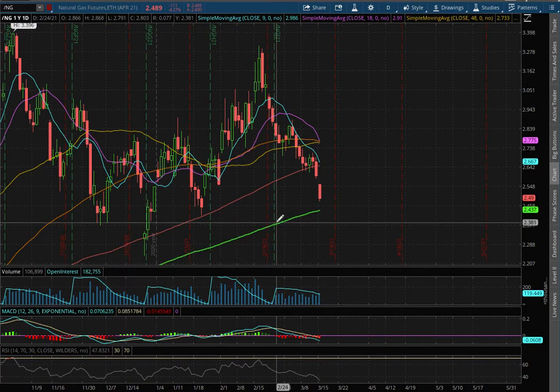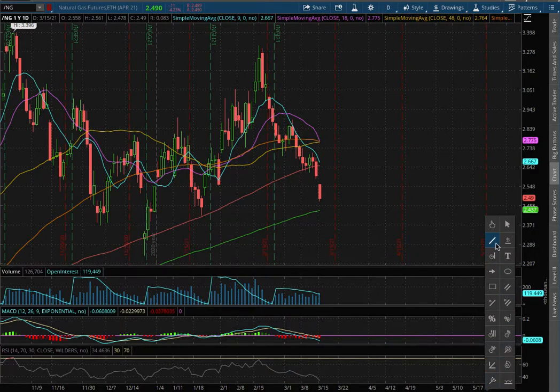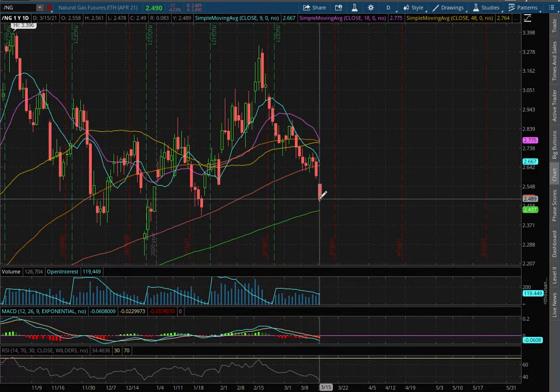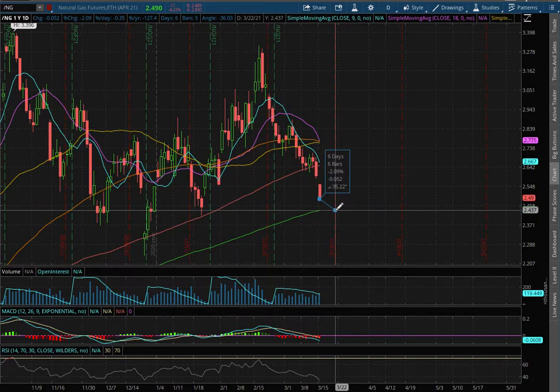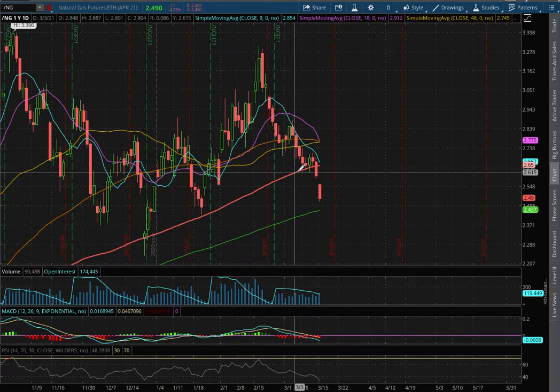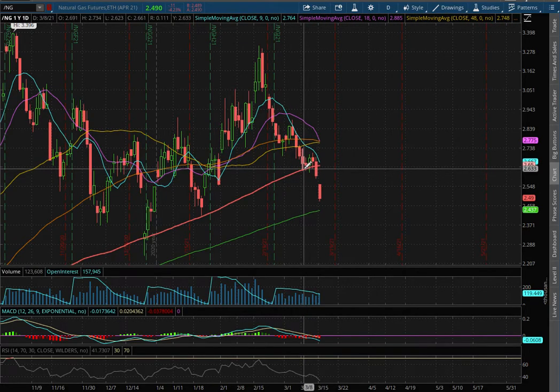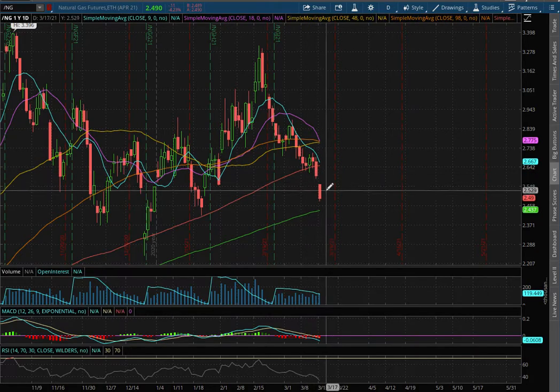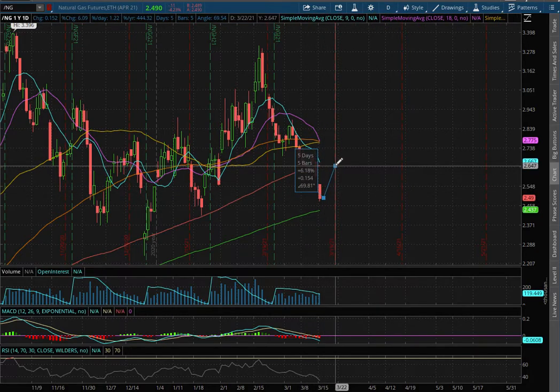As for support, that'll be where we have the 200 moving average, this green line, at a price of $2.44. If it were to test that support, the price movement to the downside is roughly around 2.1%. And as for resistance, that'll be where it encountered support in the past, and since we're below support, that now acts as our resistance at the price of $2.65. If it were to test that level, the price movement to the upside is roughly around 6.3%.